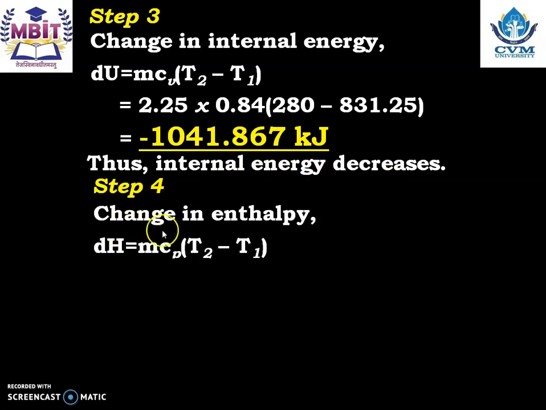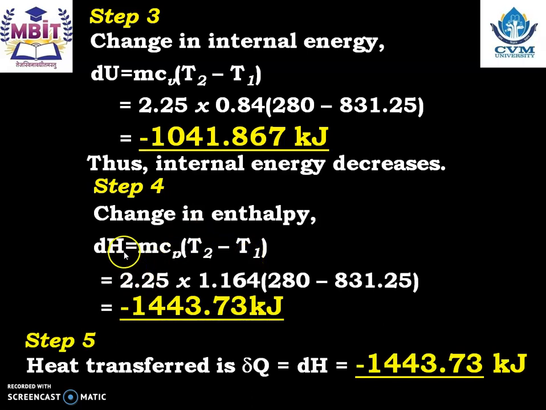Next step is change in enthalpy. Again the equation is delta H is equal to m Cp delta T, that is T2 minus T1. M they have given, Cp we have calculated, T2 they have given, T1 we have calculated. So delta H will be equal to minus 1443.73 kilojoule. Here also minus means enthalpy reduces.